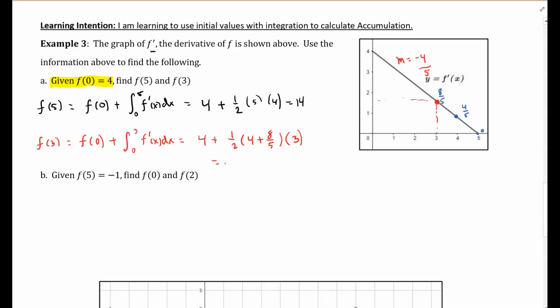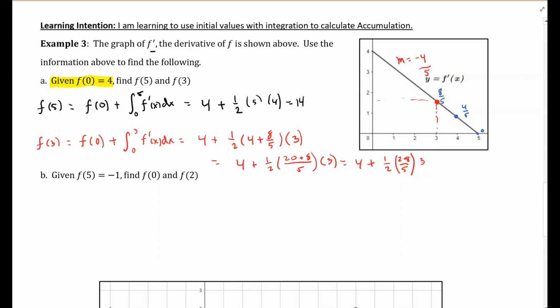And I do want to go ahead and kind of clean this up. So 4 plus 1/2 times, this is going to be fifths, so that's going to be 20 plus 8 over 5 times 3. I know you're like, come on, just box it and get over with. Well, you know what? You don't know. This could be multiple choice, and probably is.